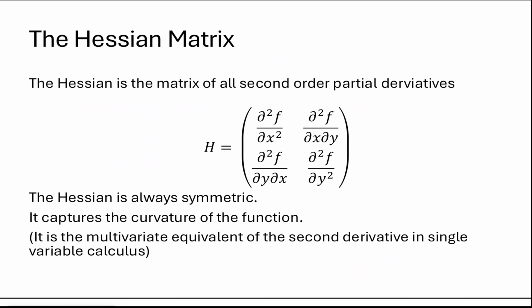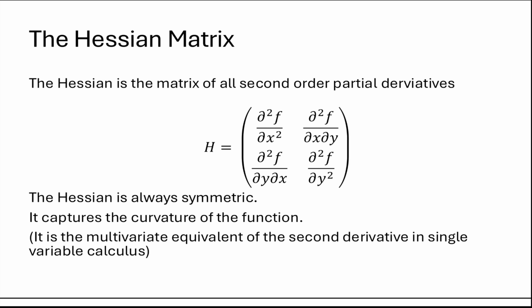If we now look at the Hessian, the Hessian matrix is just the matrix of all the second order partial derivatives. So we've differentiated partially with respect to x twice. Over here, we've partially differentiated with respect to x and y. Over here, we've partially differentiated with respect to y and x. And over here, we've partially differentiated twice with respect to y.